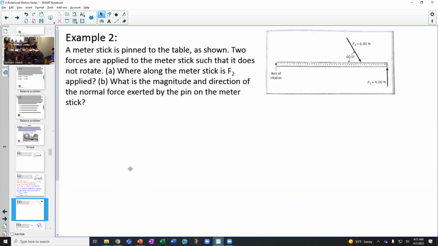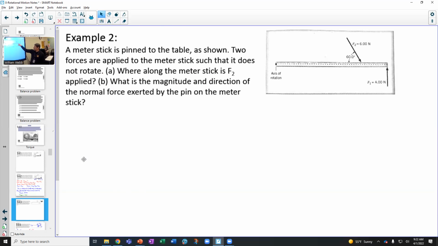And there's two parts to this question. One, where along the meter stick would F2 be applied? That's the easier part. I wouldn't say easy, but easier. And then B is the tricky part, so we'll take our time with that one. But I think we can figure out A. So where along the meter stick is F2 applied? Well, what do we know about the forces first? F1 is at a meter. We know this F1 is at a meter distance and it's perpendicular.